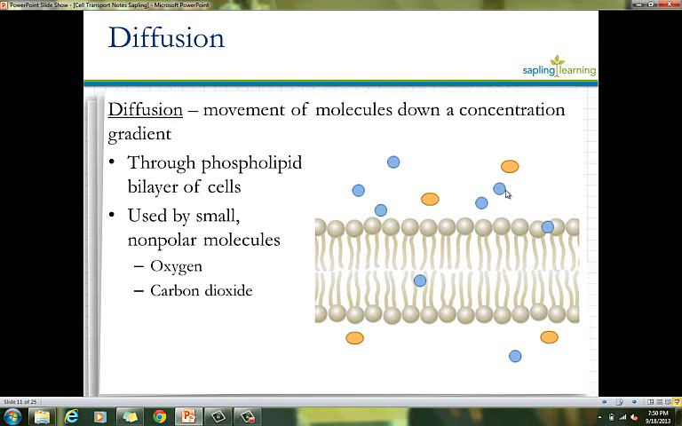Molecules that utilize diffusion pass directly through that lipid bilayer. Most of these molecules are small and nonpolar. Examples of these molecules that are transported by diffusion are oxygen and carbon dioxide. So oxygen and carbon dioxide flow freely in and out of our cells, into our cells when we need them and out of our cells when they're carbon dioxide.